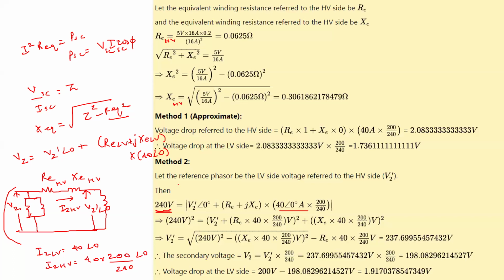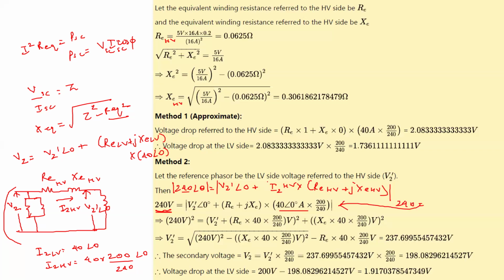So in this expression, 240 angle theta is this V2 dash angle 0 plus this I2 HV into this REHV plus jXEHV. So you see this is the part. Now if you only take the magnitude, you do not need to bother about theta. If you take the magnitude of a polar representation, you will get only 240. So this is how they are writing this expression.